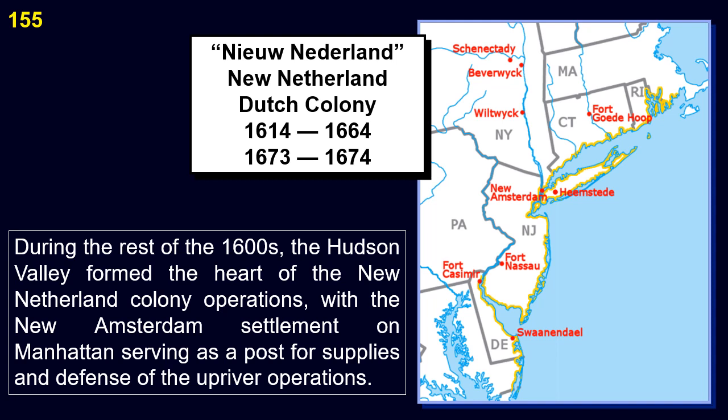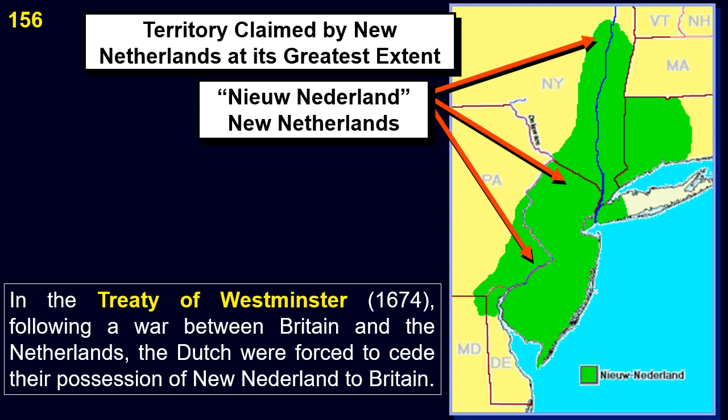The Hudson Valley formed the heart of the New Netherland colony operations, with the New Amsterdam settlement on Manhattan serving as a post for supplies and defense of the upriver operations. In the Treaty of Westminster, 1674, following a war between Britain and the Netherlands, the Dutch were forced to cede their possession of New Netherland to Britain.